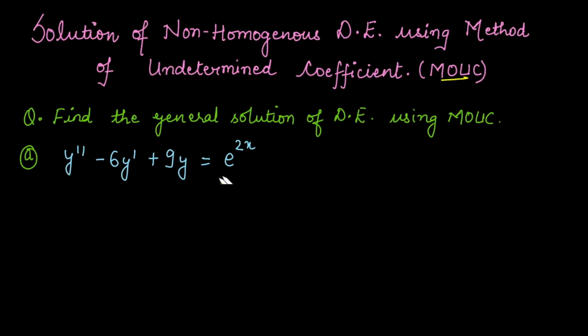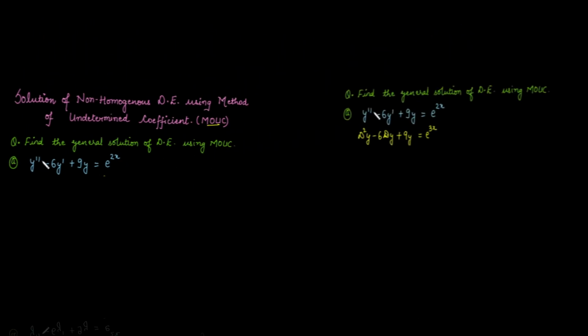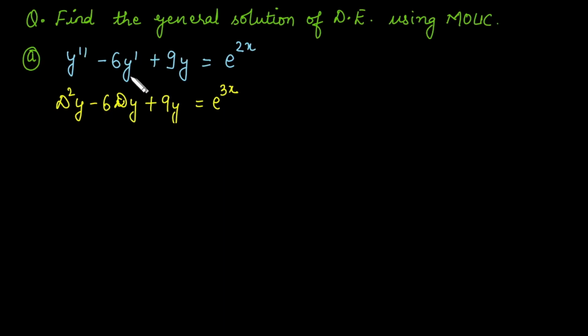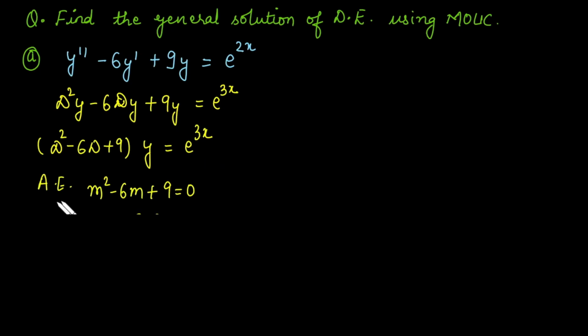So we have this question. We need to find the general solution of this differential equation. Very first we will write its operator form, and its operator form is this. Then we will collect the coefficient of y. After that we will have this form on the left hand side, and the right hand side function is as it is. Write the auxiliary equation, means replace d by m and y by 1. So we have this auxiliary equation over here.